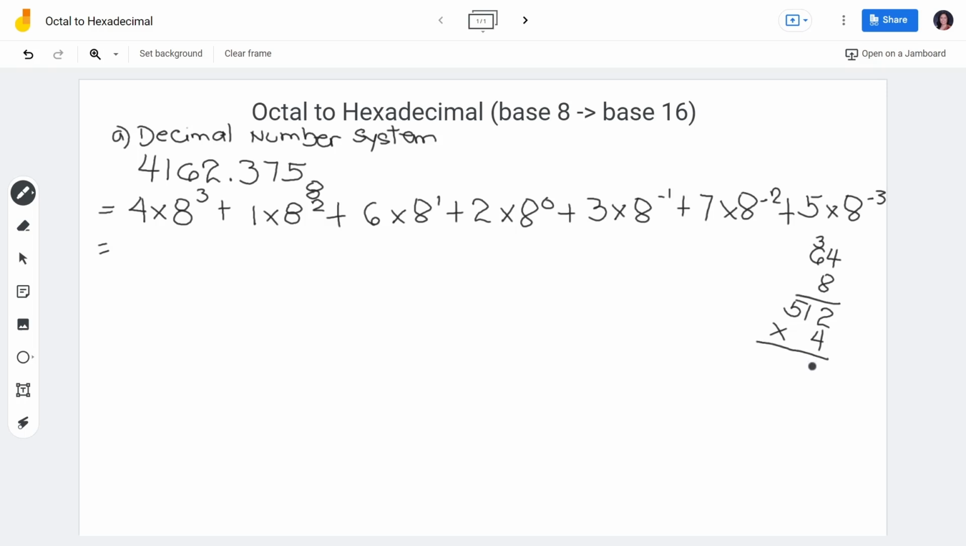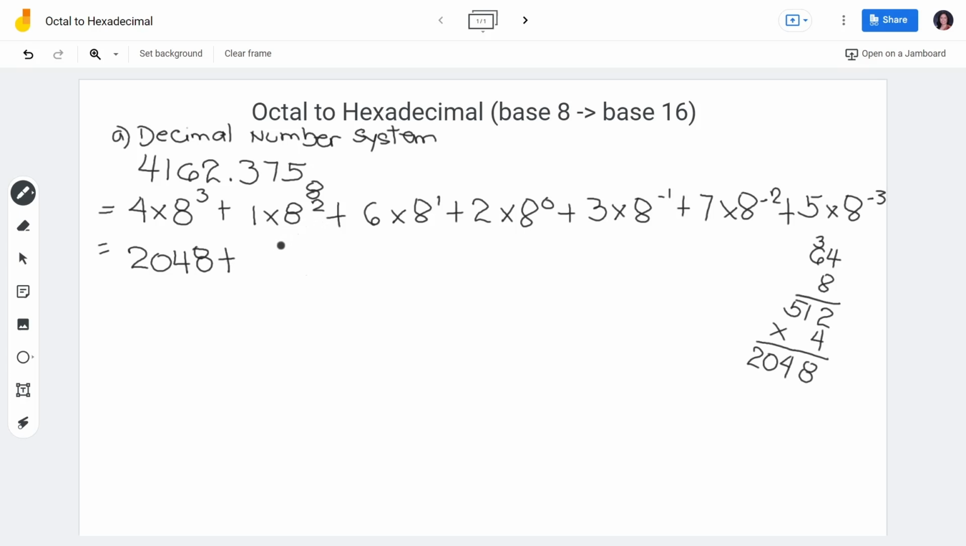2 times 4 is 8. 4 times 1 is 4. And 5 times 4 is 20. So we have 2,048. And then plus 1 times 8 raised to 2.